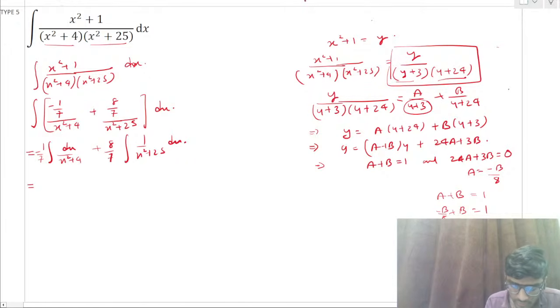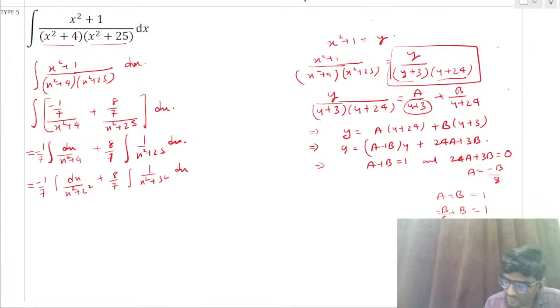So this integral is minus 1 upon 7 dx upon x square plus 2 square plus 8 by 7 integration of 1 upon x square plus 5 square dx. We know there is a formula: dx upon x square plus a square gives 1 upon a tan inverse x by a. This is a standard formula.